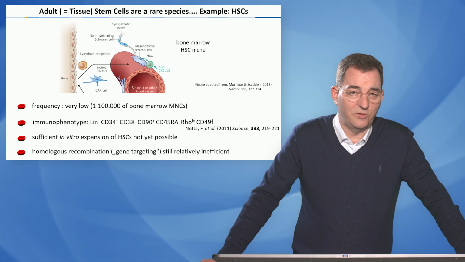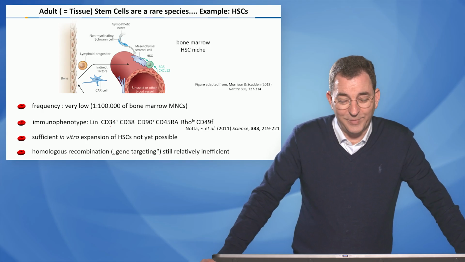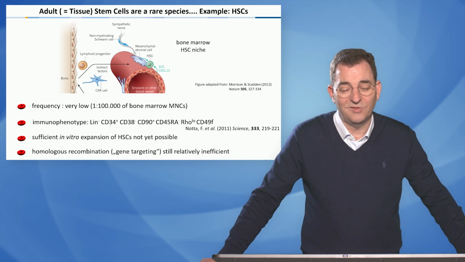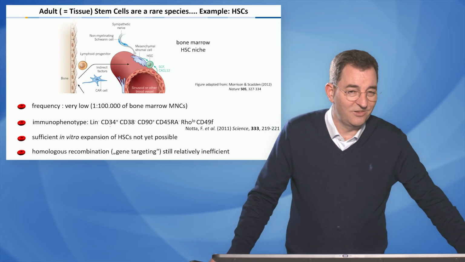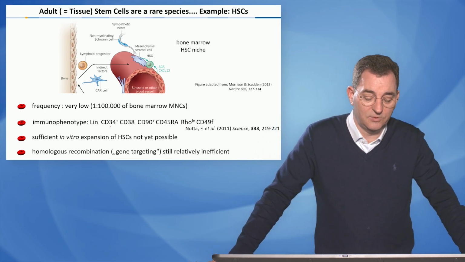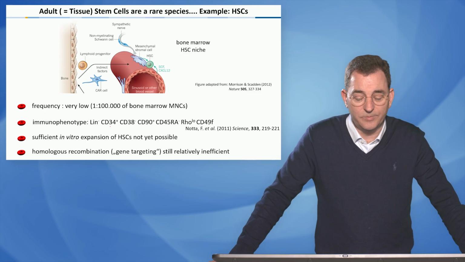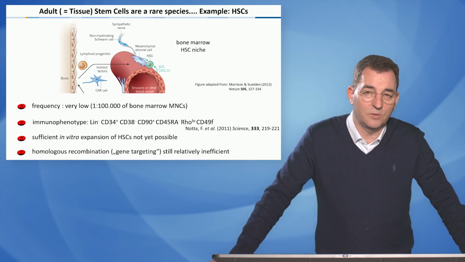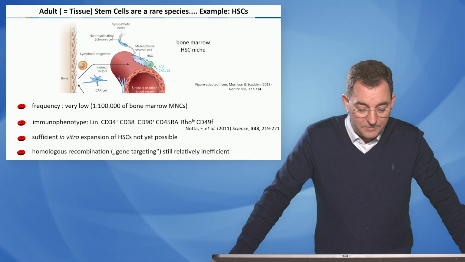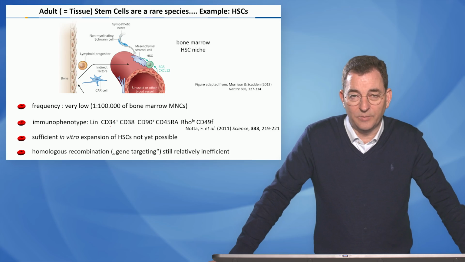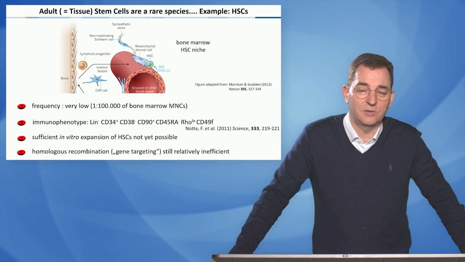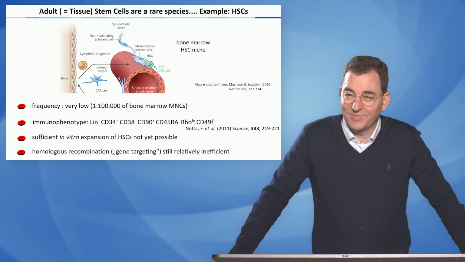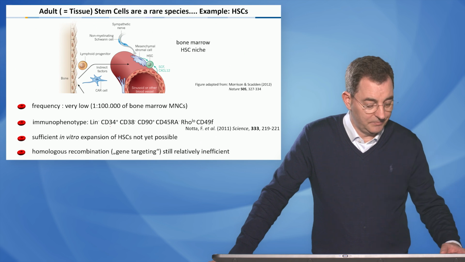A big challenge still is that we are not able to expand the hematopoietic stem cells in the culture dish. Once you take them out of the body and put them into a dish, they differentiate. Until today, there are no good conditions out there to expand them, only a little bit of maintenance, but this is still the holy grail, basically. And real gene targeting, so homologous recombination, gene repair, is, despite the advent of CRISPR-Cas methods, still relatively inefficient.